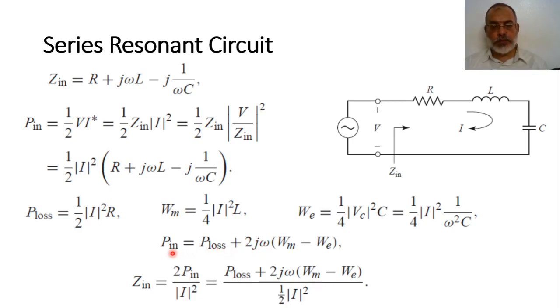According to this definition of the input power, and according to the definition of the input power as half Z input multiplied by I squared, we can redefine the input impedance in terms of the power losses and stored energy. The input impedance Z input would equal P input over half the magnitude of the current squared, and in this case, this would be the power losses plus 2j omega multiplied by Wm minus We, over half I squared.